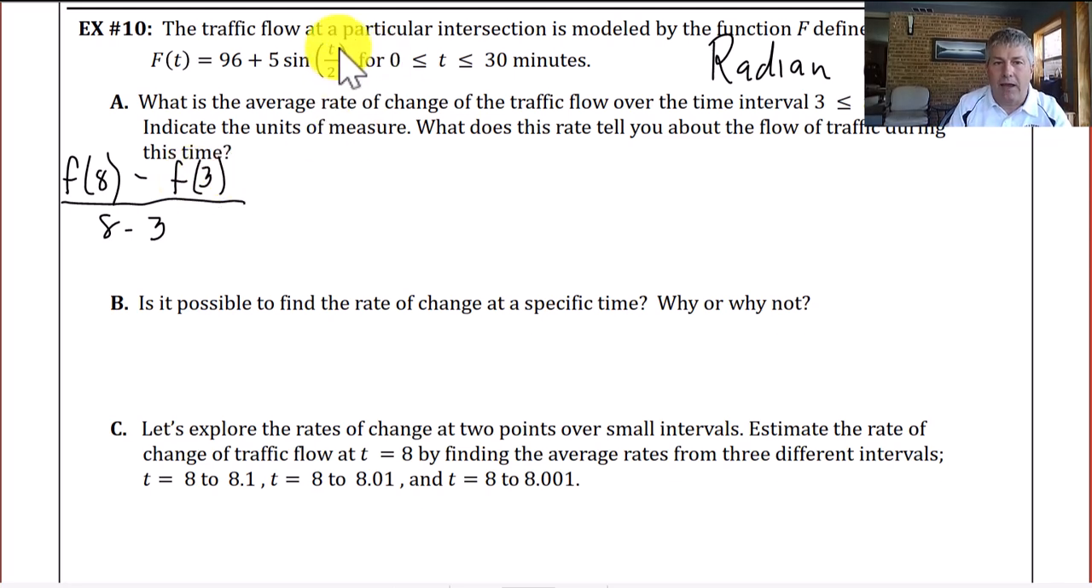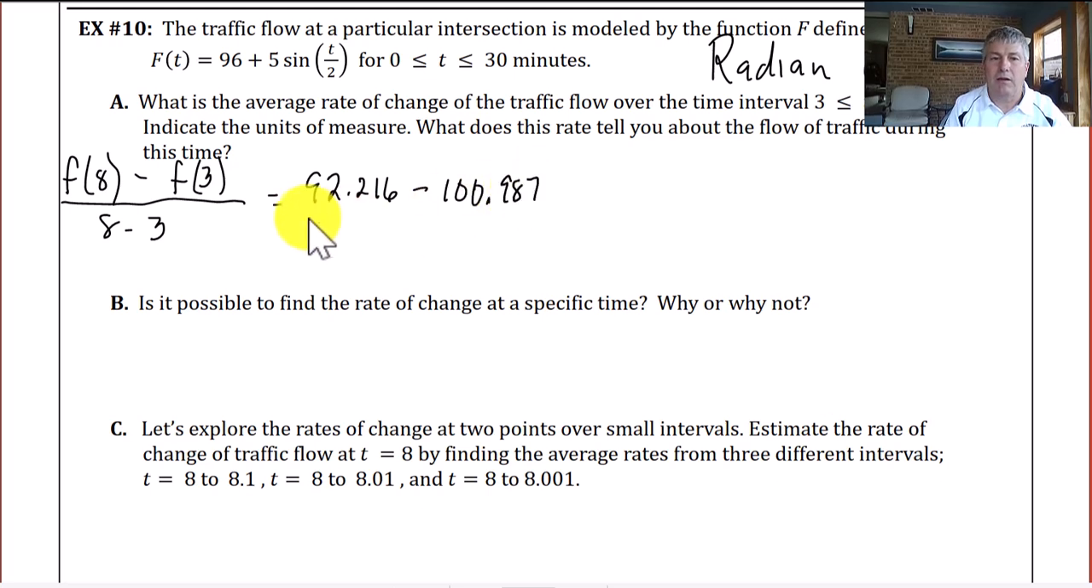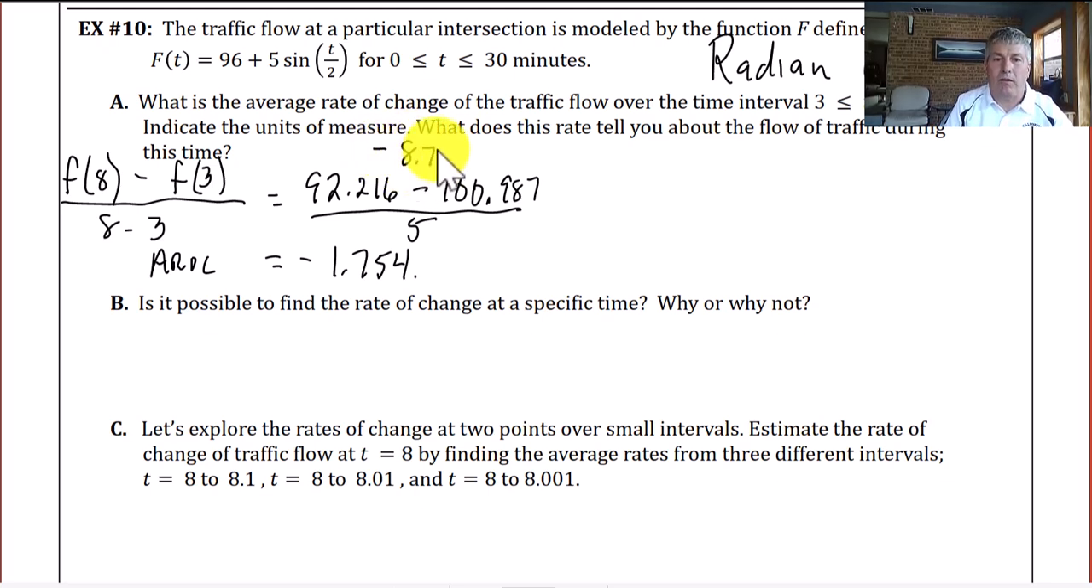Well, f of 8, we're going to have to put 8 into our calculator. So 96 plus 5 sine of 8 over 2, which is 4. And I get 92.216. And f of 3, so 96 plus 5 sine of 3 halves. I put that in my calculator. I get 100.987 all over 5. I do that arithmetic, and I get an average rate of change of negative 8.771 all divided by 5, so negative 1.754 is our average rate of change.